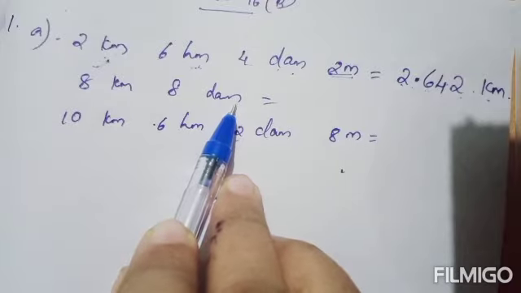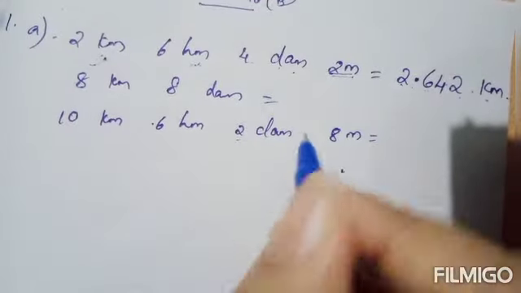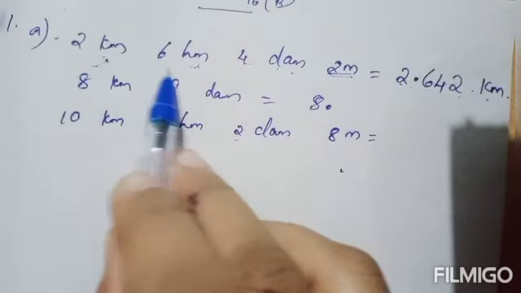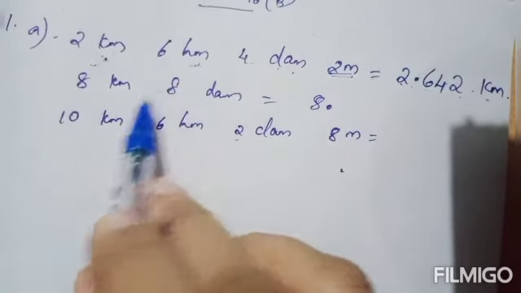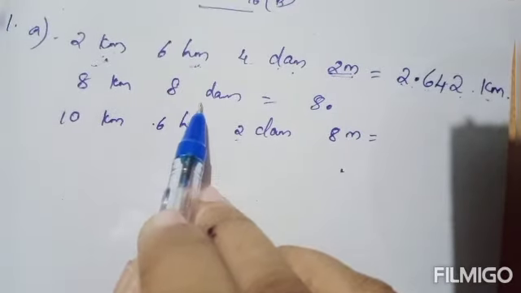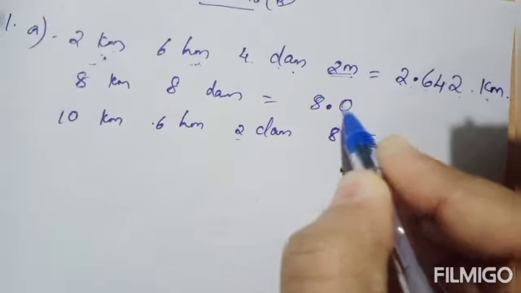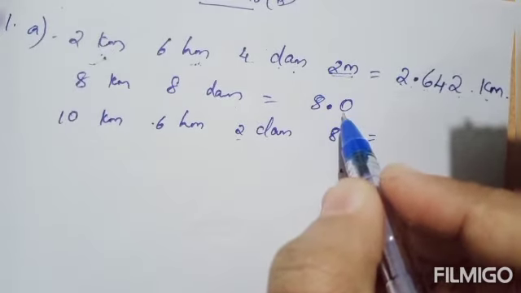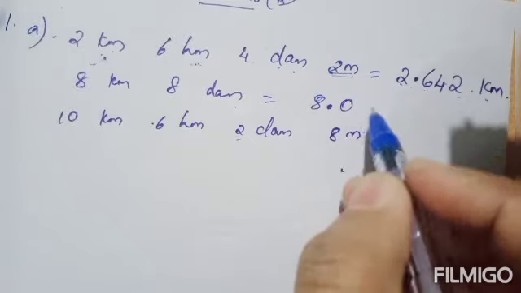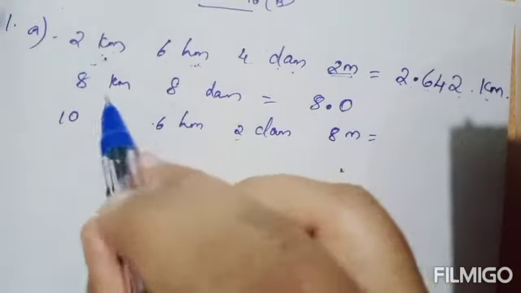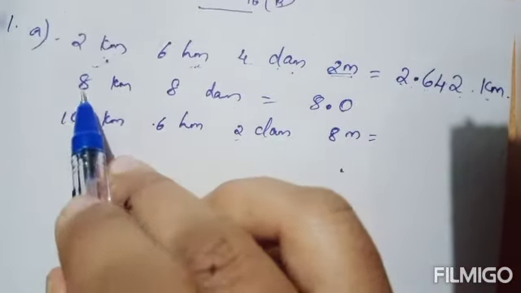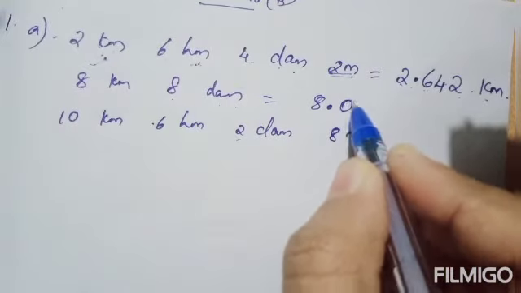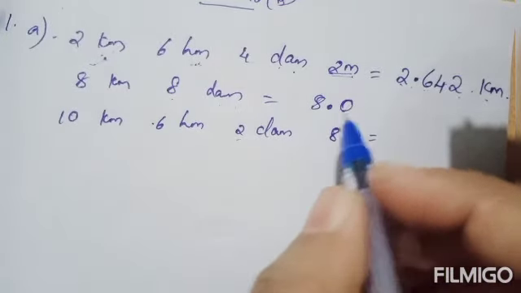In decimal notation, how can you write this? Kilometer goes before the decimal point. So 8 point. Now after that hectometer will come, but here in the question hectometer is not given. So you have to put 0 in the 10th place. Hectometer will come in the 10th place, but in the question it is not given. Only 8 kilometer, 8 decameter is given. So the 10th place digit will be 0.